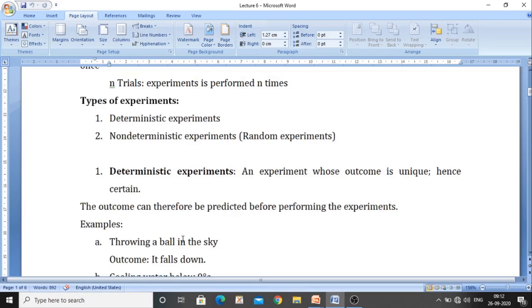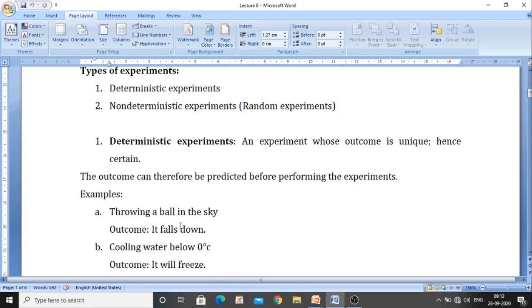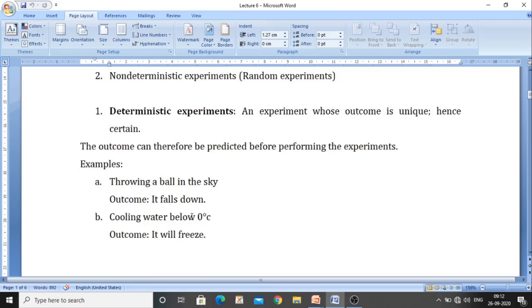For example, throwing a ball in the sky. The outcome is fixed, that it falls down. Second is cooling water below 0 degree Celsius. The outcome is fixed, that it will freeze, it will convert into ice.